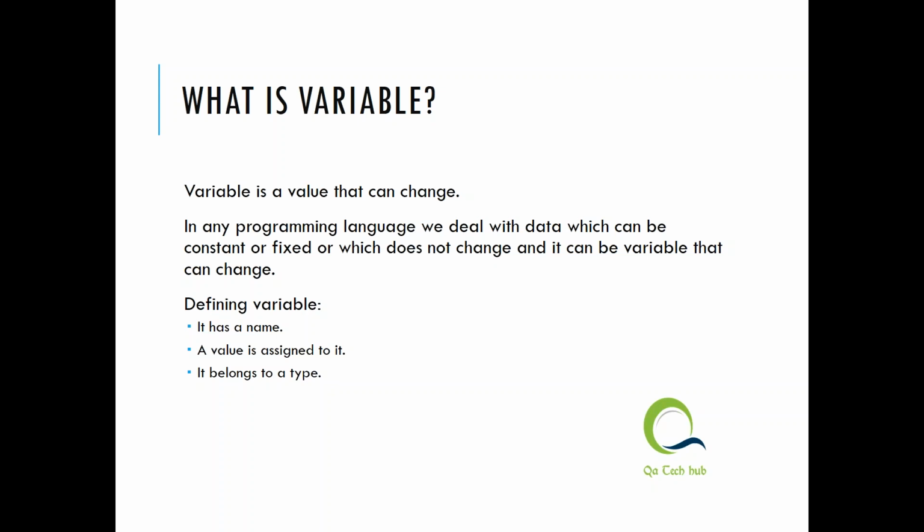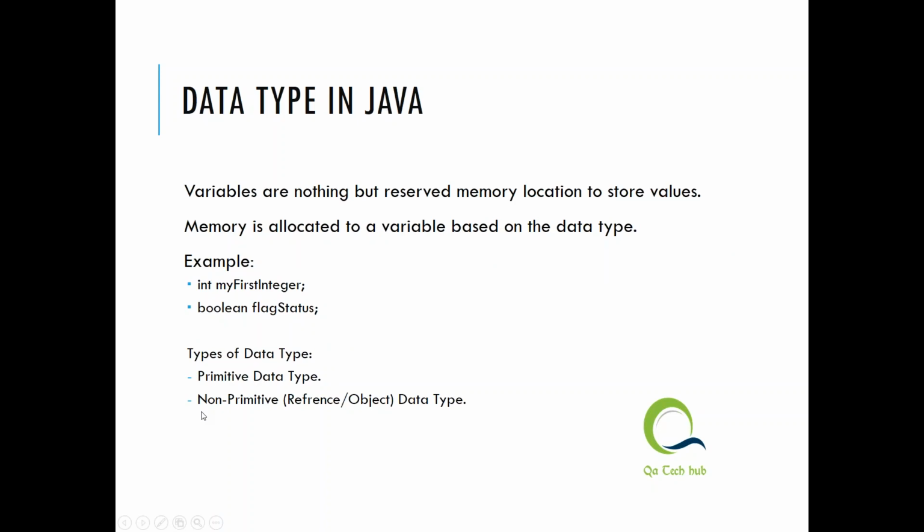Okay. Now when we create a variable in Java, we need three things. First is we have to assign a name to it. Then we have to assign a value to it. And then one more thing, we need to tell which type the variable is. Now the type of the variable depends on the data type. So variables are nothing but reserved memory location to store values. Memory is allocated to a variable based on the data type.